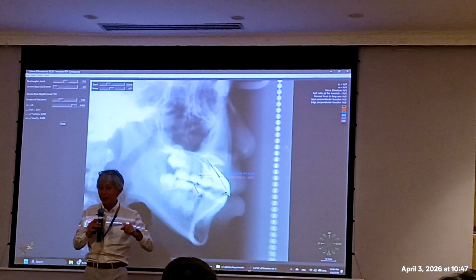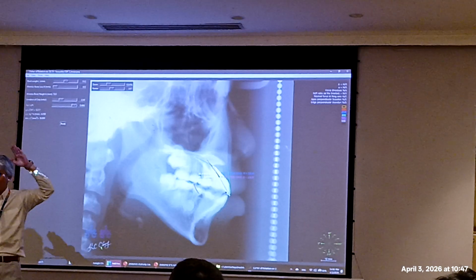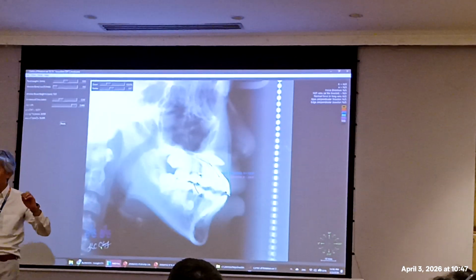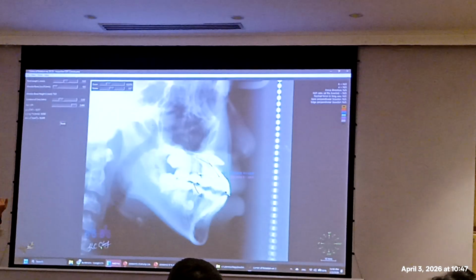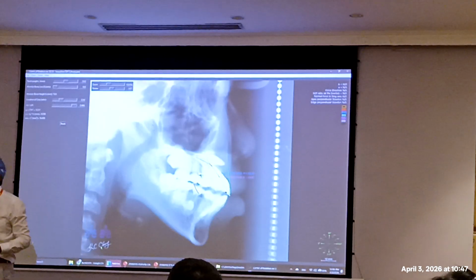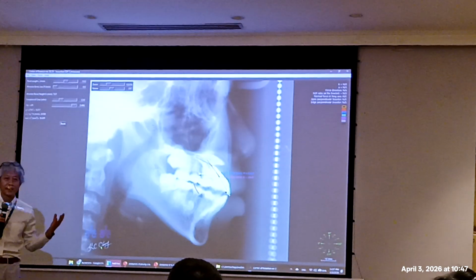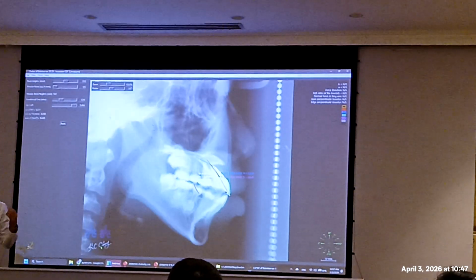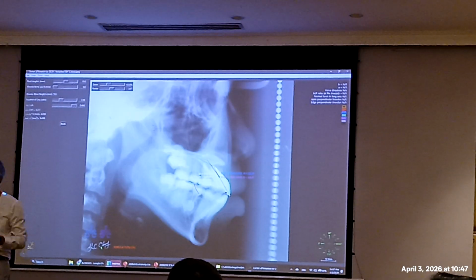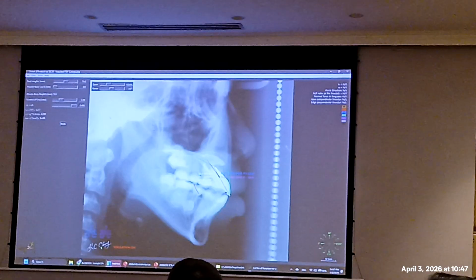So what I want to say is that it's going to reserve all the labial cortical plate, and there will be no new bone formation behind it, I think, right? So biomechanically, it seems like a very efficient and correct way to track the incisors downward. However, what happens is like this.